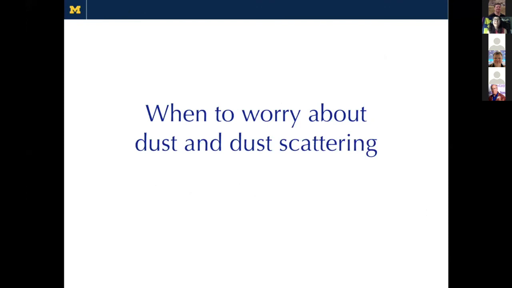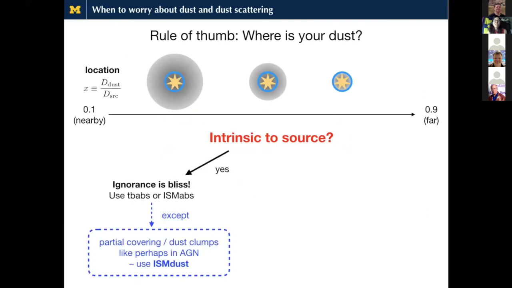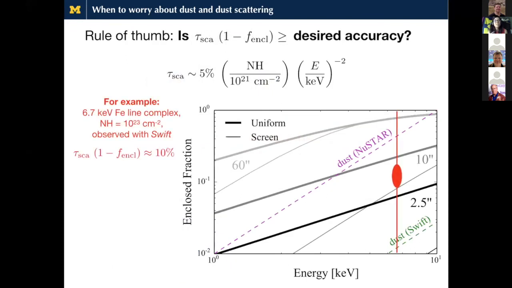Seconds. Great. When to worry about dust and dust scattering? Where is your dust? If it's intrinsic to your source, don't worry about it. You can just use absorption. If it's not, so usually Milky Way dust, use dust scattering. I like to use this diagnostic for whether or not I should include it. Take your scattering optical depth, multiply it by 1 minus your enclosed fraction. So if you're enclosing all of the halo, it doesn't matter. You don't need to include it.